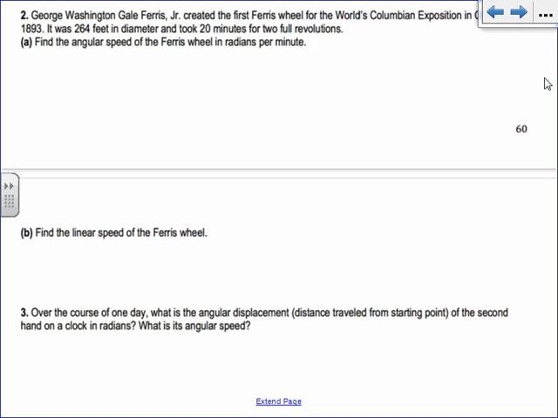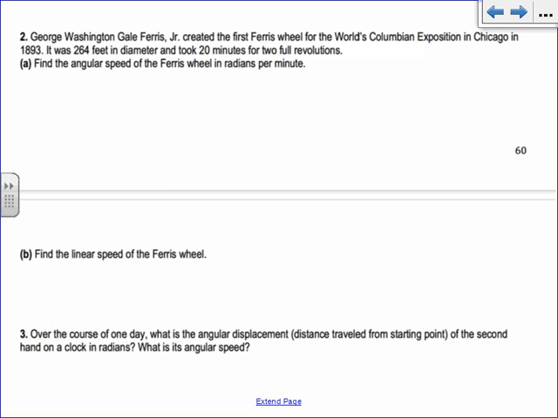All right, so this next one. George Washington Gale Ferris Jr. created the first Ferris wheel for the World's Columbian Exposition in Chicago. It was 264 feet in diameter, so this is pretty huge. And it took 20 minutes for 2 full revolutions. So find the angular speed of the Ferris wheel in radians per minute.